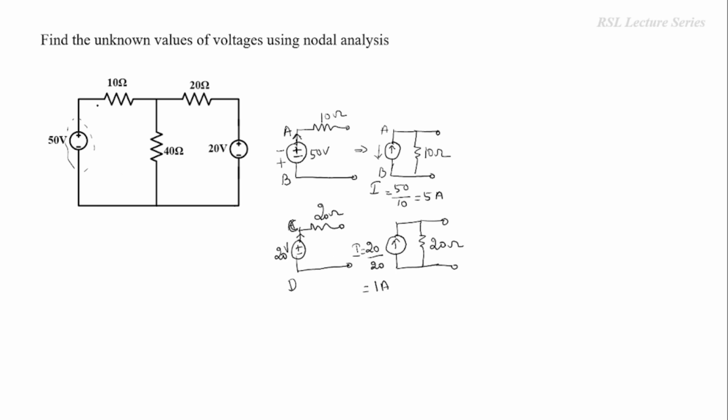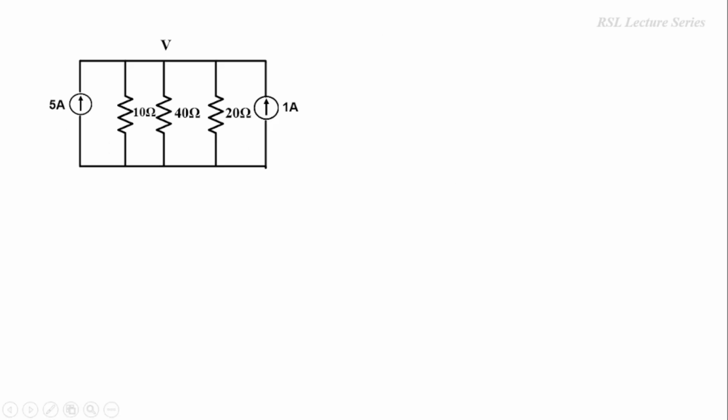Now we replace these two voltage sources by these two current sources. The circuit will now become like this. The 5 ampere source is connected in parallel with 10 ohms. Already we have the 40 ohm resistor, and this 20 ohm resistor is connected in parallel with the 1 ampere source. Now we have one common point wherein all the elements are connected, and then we have one more common point. This is defined as the reference node, which is at 0 volts. So we have two nodes, one node and another reference node.